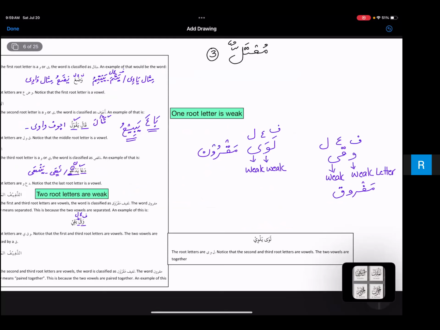Lam. So what do you notice in lam? We have the fa kalima, ain kalima and lam kalima, and they are side by side. That's why I'm going to call it makroon. Do you guys know Kareen?